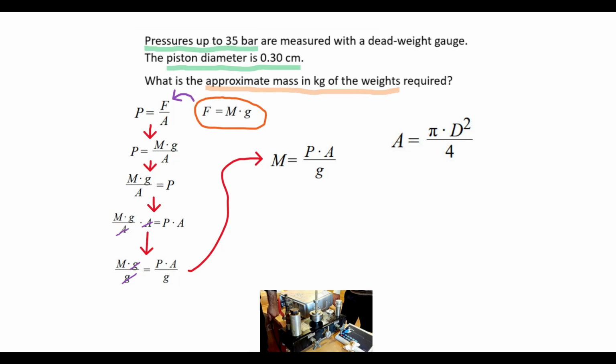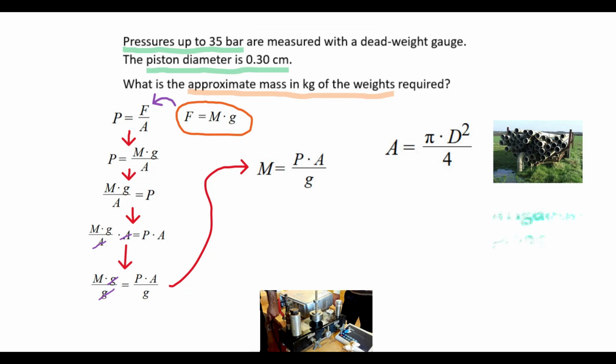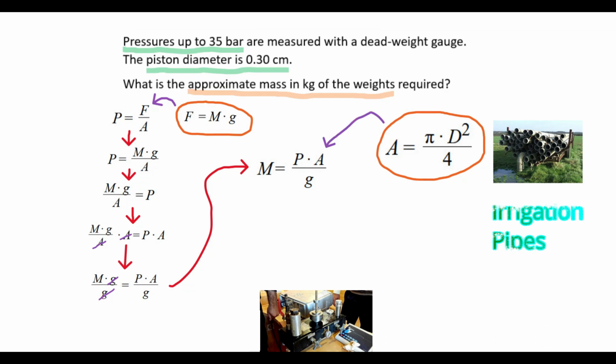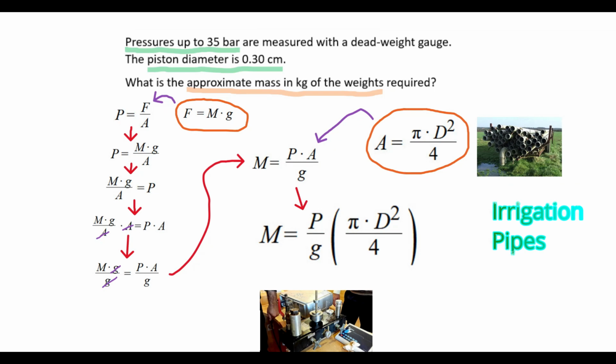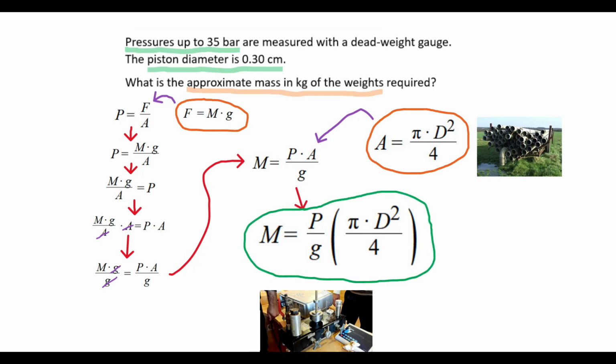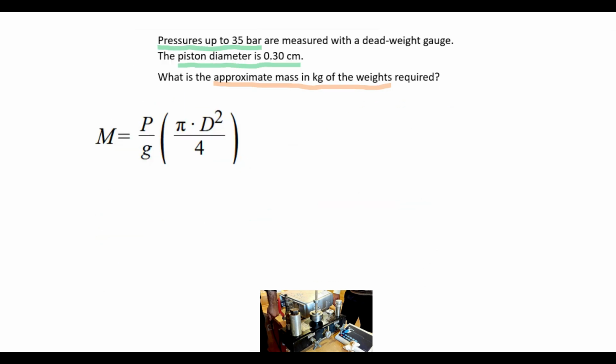In engineering, circular area is usually given in terms of diameter, because piping is identified by circular diameter. This equation of area can be substituted for area in the mass equation. The derived equation is mass equals pressure divided by the acceleration of gravity times, in parentheses, pi times diameter squared divided by 4. Now you have your needed derived equation.